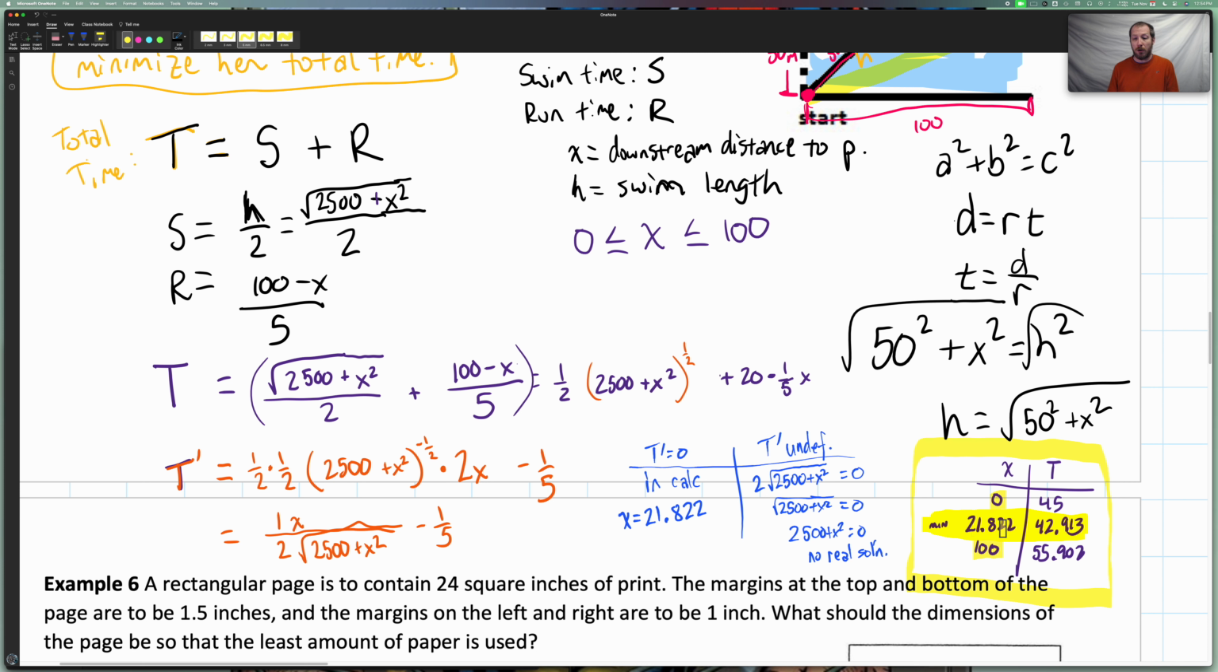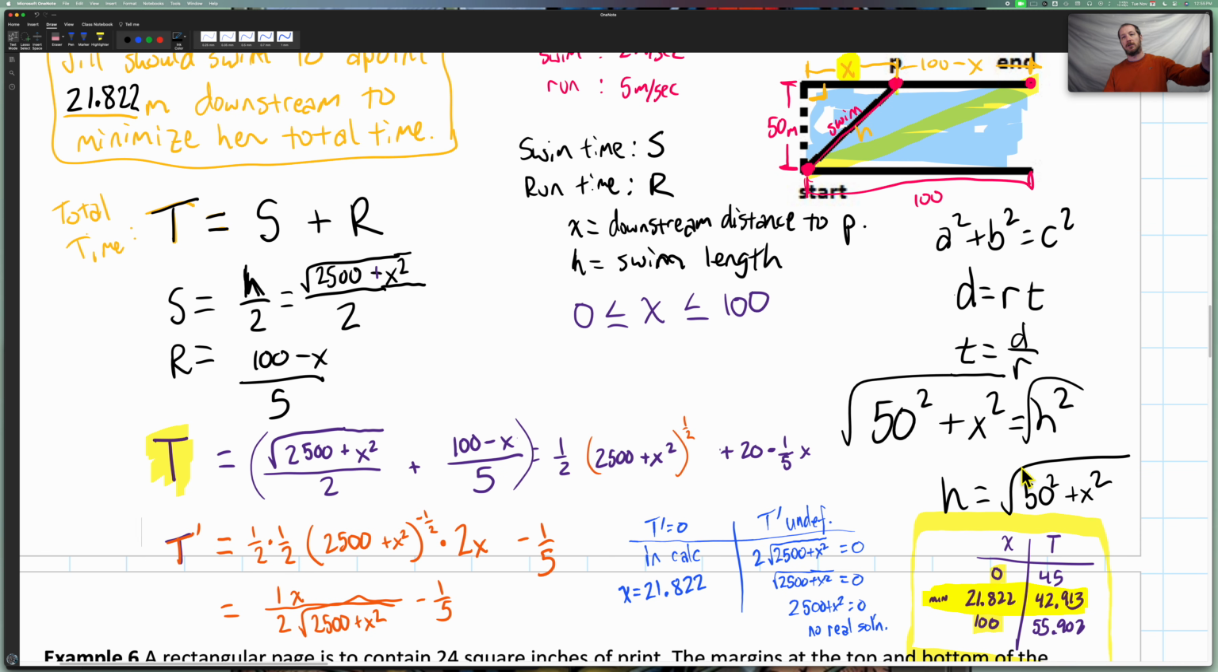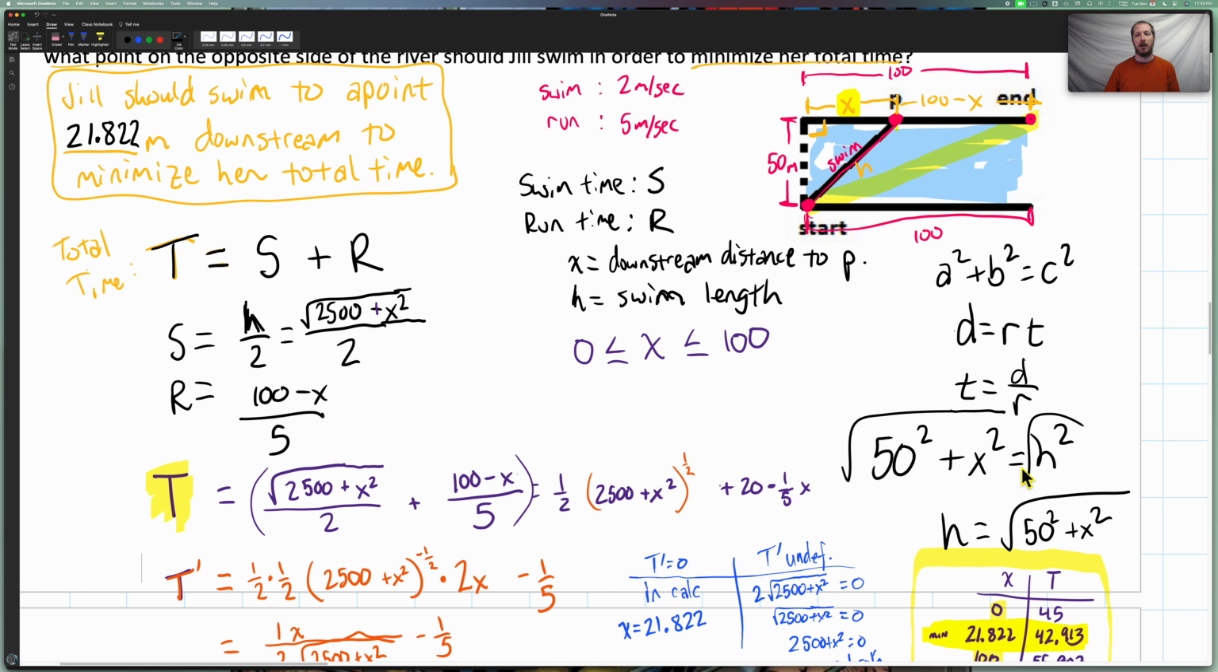All right, so our only critical point, 21.822, and our endpoints, plug all three of those points back into the original, back into t, to find out what her total time is for all those three. Okay, so we don't have to actually do a sign chart on this one, since these are the only 3 points where there can be extrema. Check all three, and again, we're looking to minimize time, not maximize. We're looking to minimize, and so that minimum value is going to come when she swims 21.822 meters downstream to the other side of the river.